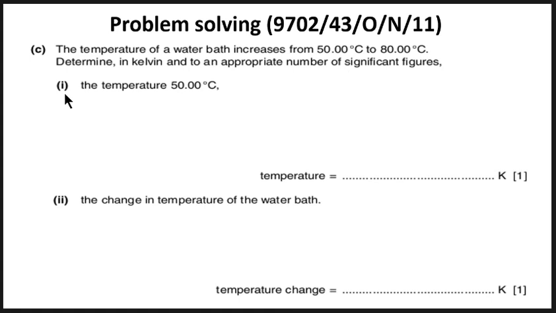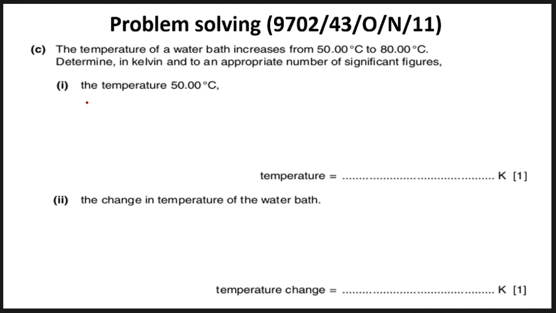Okay, number one, the temperature 50.00 degrees Celsius. And if you look at the mark allocated for this question, it's just 1 mark. So you are not expected to waste time on this kind of question. Just go straight away to the point and find the value of what you are asked to find. So in this case, we're asked to convert 50.00 degrees Celsius to Kelvin.